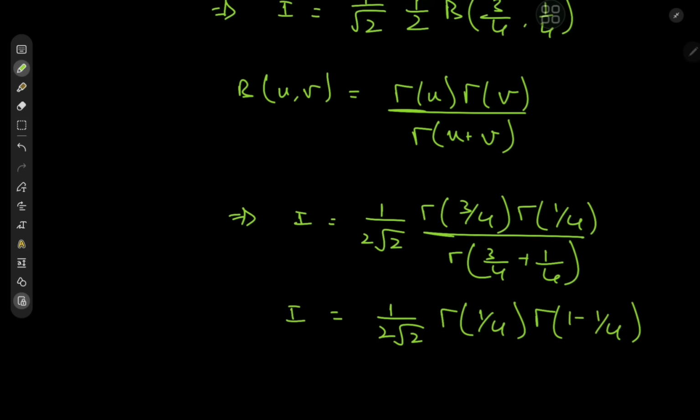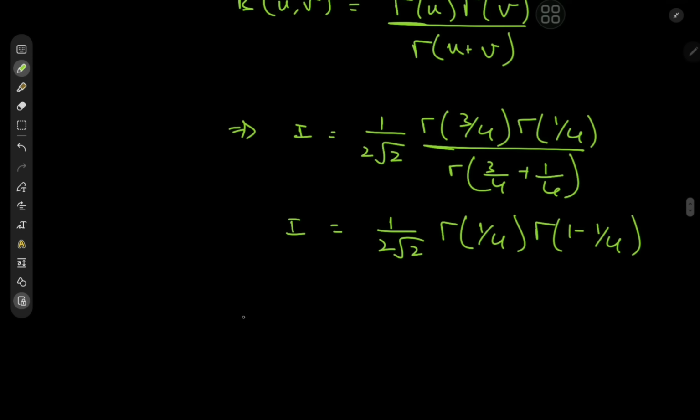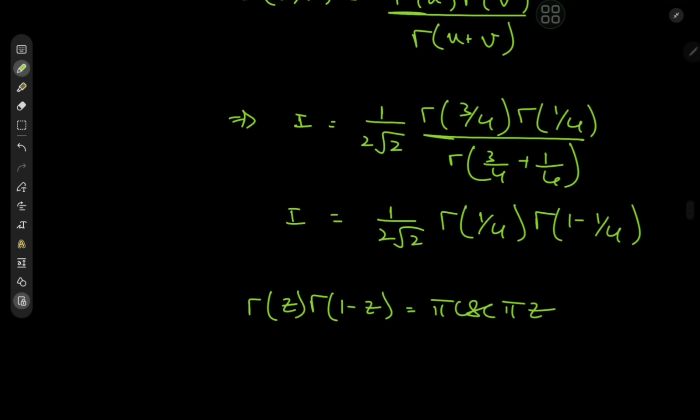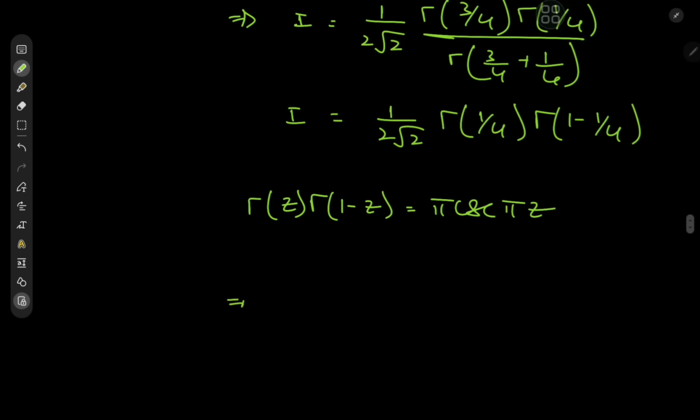And now we can employ Euler's beautiful reflection formula, whereby we know that gamma z times gamma 1 minus z equals pi times the cosecant of pi times z. And z here is just equal to a quarter.